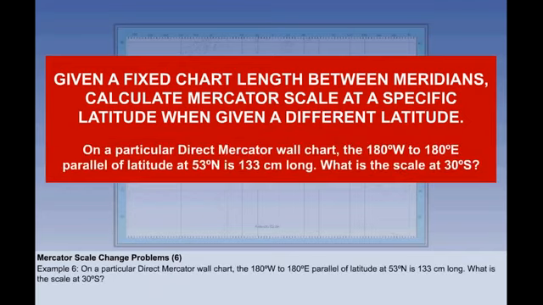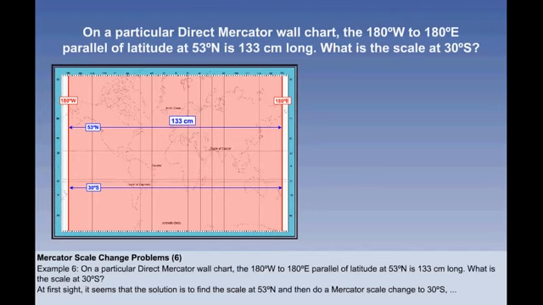On a particular direct Mercator wall chart, the distance between 180 degrees west and 180 degrees east meridians is 133 centimeters at 53 north. What is the scale of the chart at 30 south? At first sight, it seems that the solution is to find the scale at 53 north, and then do a Mercator scale change to 30 south. Many students will do this and will therefore waste time in an exam. The question is there to see if you can pick out the essentials.